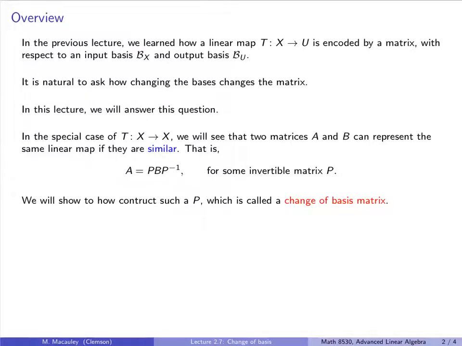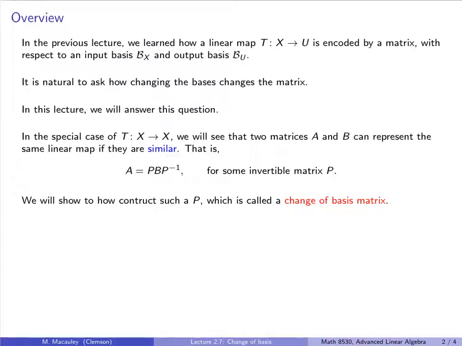In the special case of T being from a space to itself, that is an endomorphism, we will see that two matrices, notice in this case they will be square, A and B, can represent the same linear map if they are similar. That is, if A equals P B P inverse for some invertible matrix P. We'll see why this is the case, and I will actually show you how to construct such a P explicitly. And this is called a change of basis matrix.